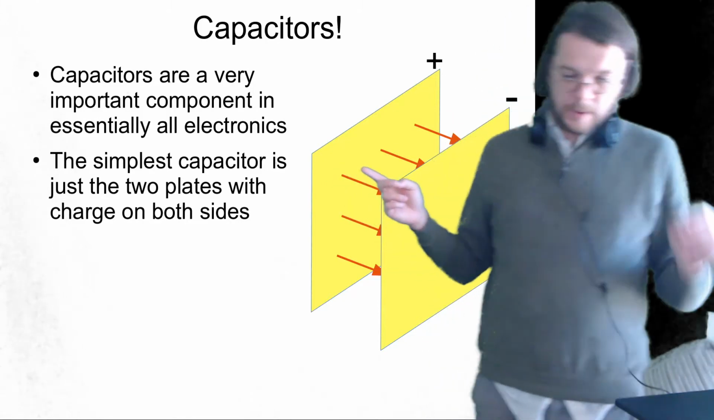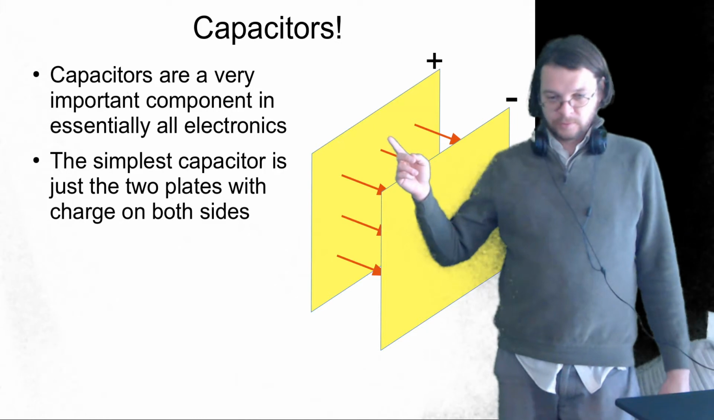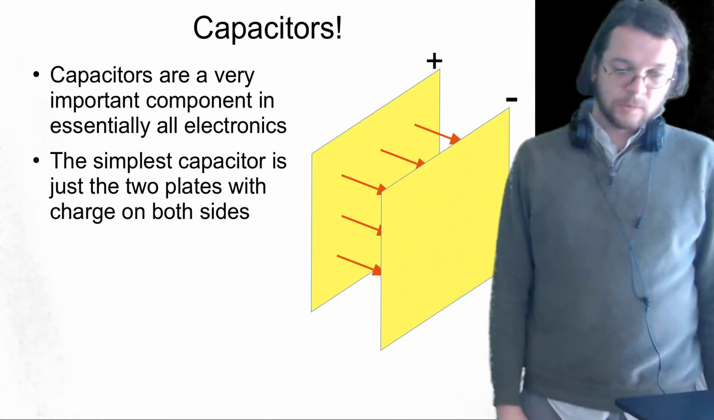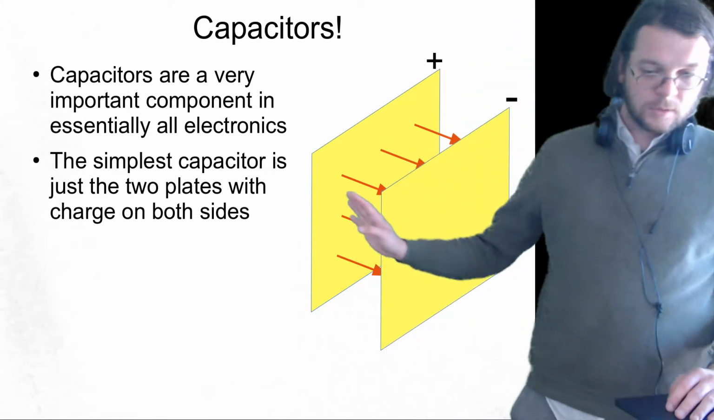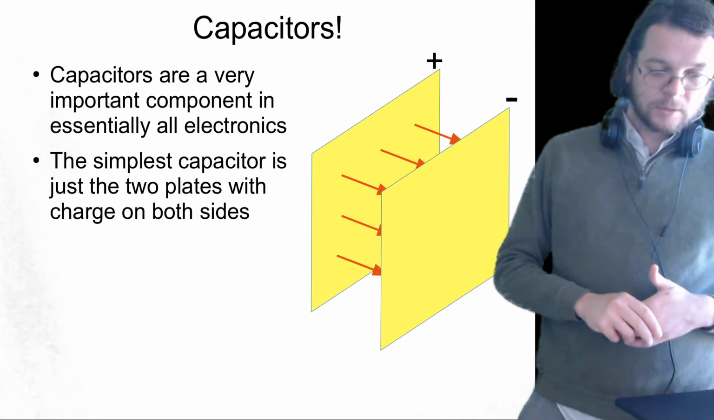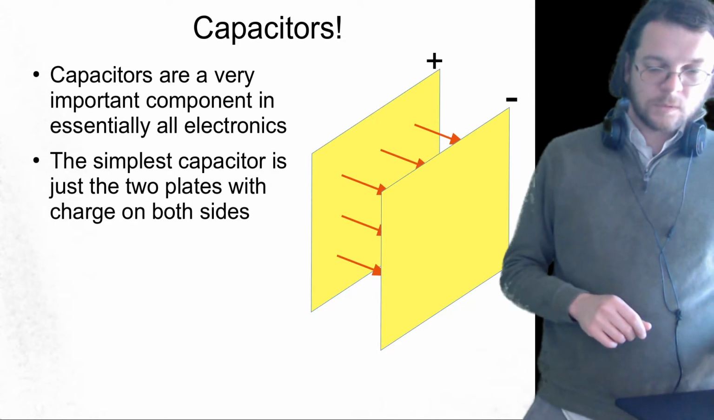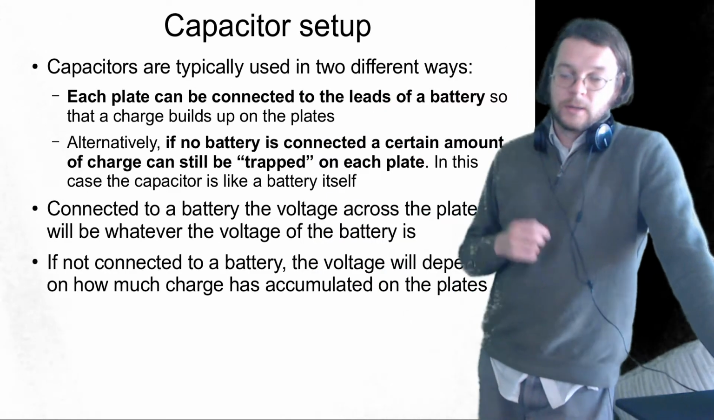The basic idea of a capacitor is some sort of piece of metal with a positive charge on it next to a piece of metal with a negative charge on it, such that there is an electric field from one end to the other. These things are widespread in nearly all types of electronics. It's pretty common, and I'll get into what some of the uses are in a minute.